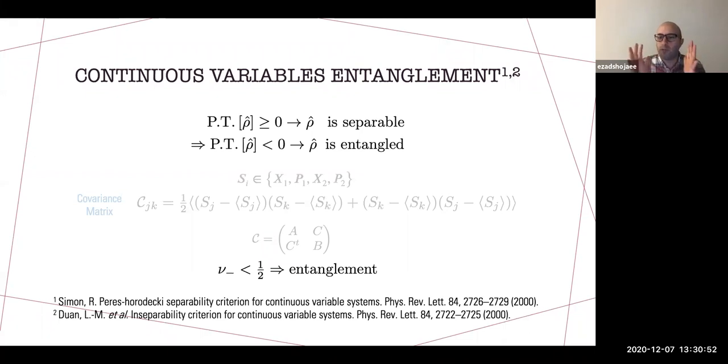So what you need to do is form the covariance matrix of your two-mode CV system, evaluate this algebraic relation, and if your minimum symplectic eigenvalue is less than a half, you have entanglement.